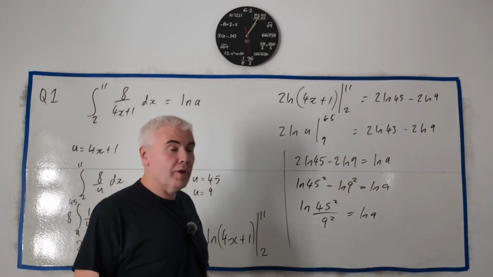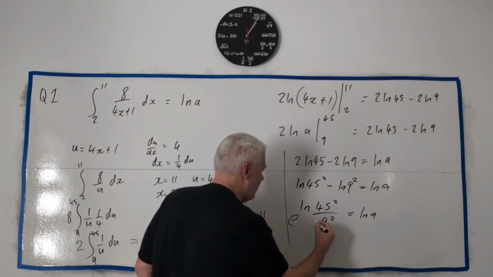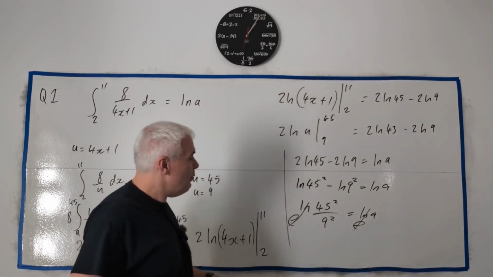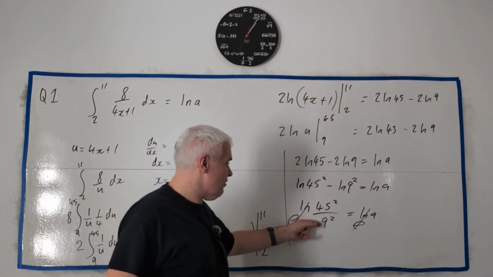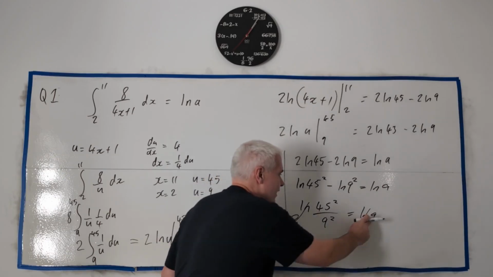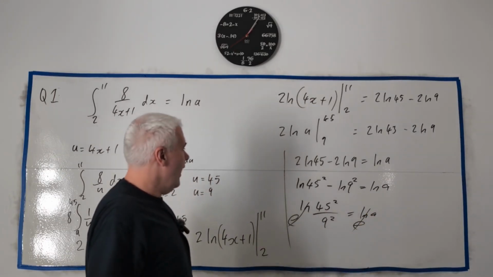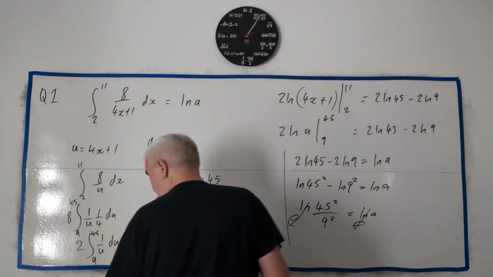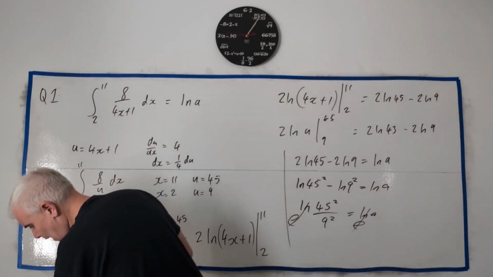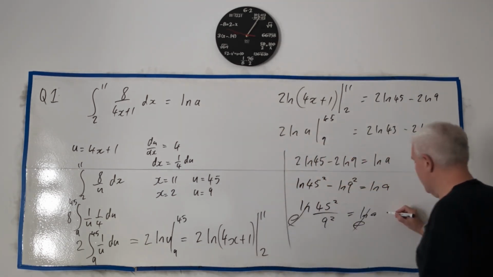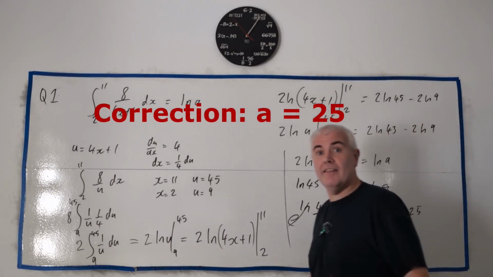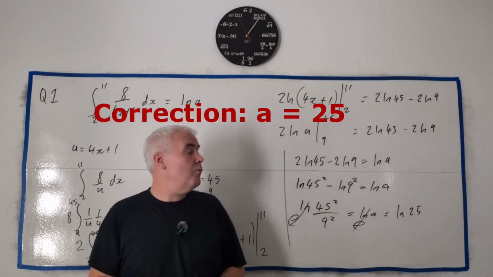Now the natural logs do cancel. Well, what we're really doing is putting both of them to the power of e, and that's what's destroying them. But you can think of just what's in this natural log must be the same as what's in this one. So that's an A, not a 9. Just put this in your calculator. 45 squared divided by 9 squared is 25 according to my notes. So A is equal to natural log 25. And that's your answer for question 1.